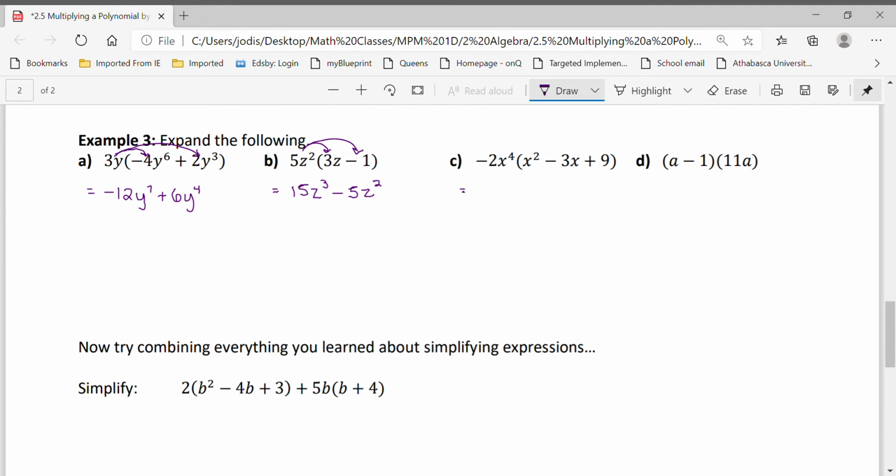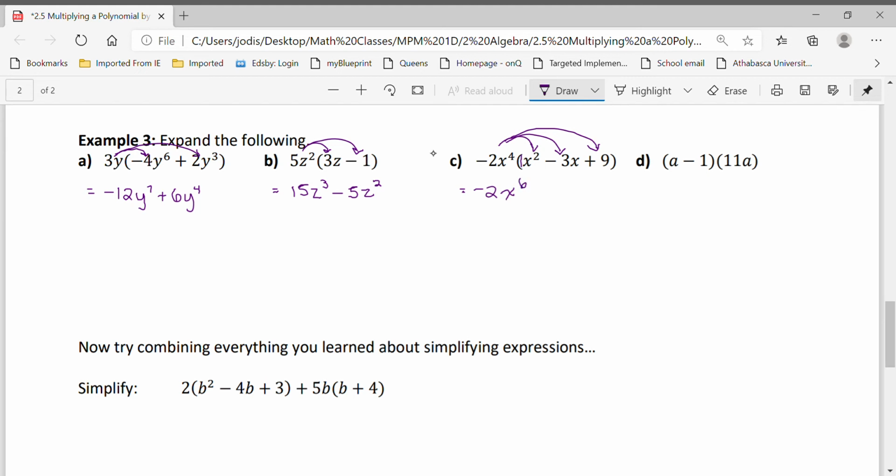Okay, so now we have a trinomial, so we have to do this 3 times. So negative 2x to the power of 4 times x squared. So negative 2, again, there's nothing here, so it's just a 1. So negative 2 times 1 is negative 2. X, 4 plus 2 is 6.